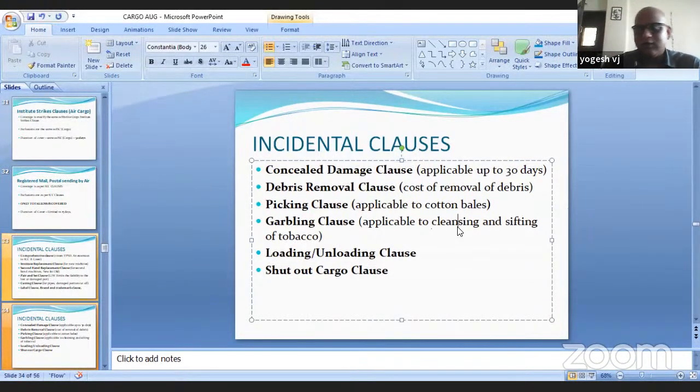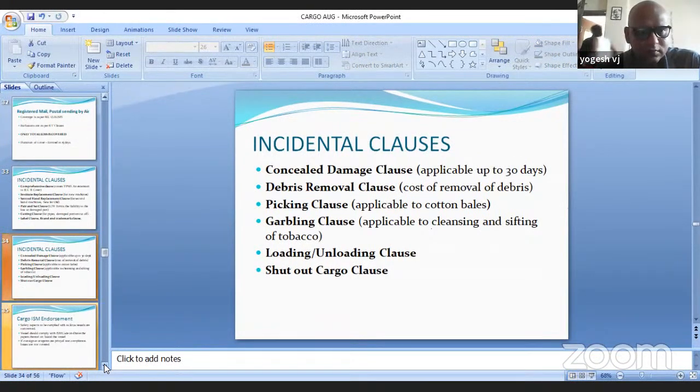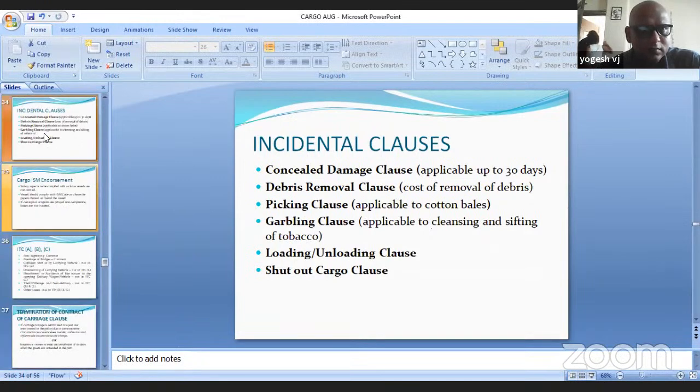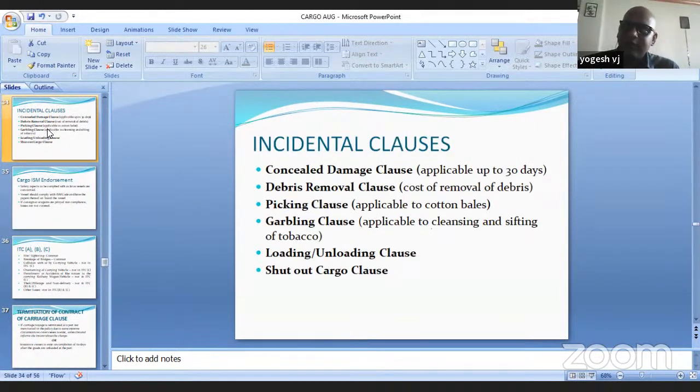Loading, unloading clause we have done. Shutout cargo also we have done. Now there is one more thing, which was tail end risk that we did, right? It is not written over here, tail end risk. Let me tell you what tail end risk is.